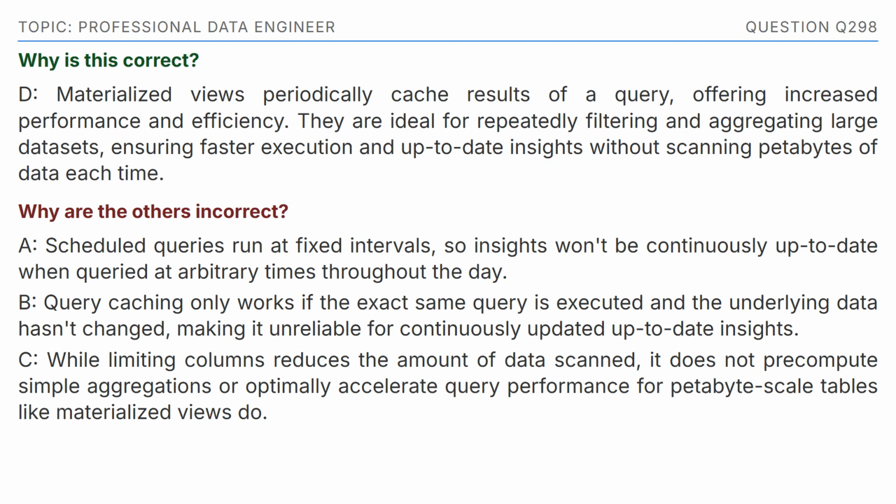A. Scheduled queries run at fixed intervals, so insights won't be continuously up-to-date when queried at arbitrary times throughout the day. B. Query caching only works if the exact same query is executed and the underlying data hasn't changed, making it unreliable for continuously updated, up-to-date insights. C. While limiting columns reduces the amount of data scanned, it does not pre-compute simple aggregations or optimally accelerate query performance for petabyte-scale tables like materialized views do.